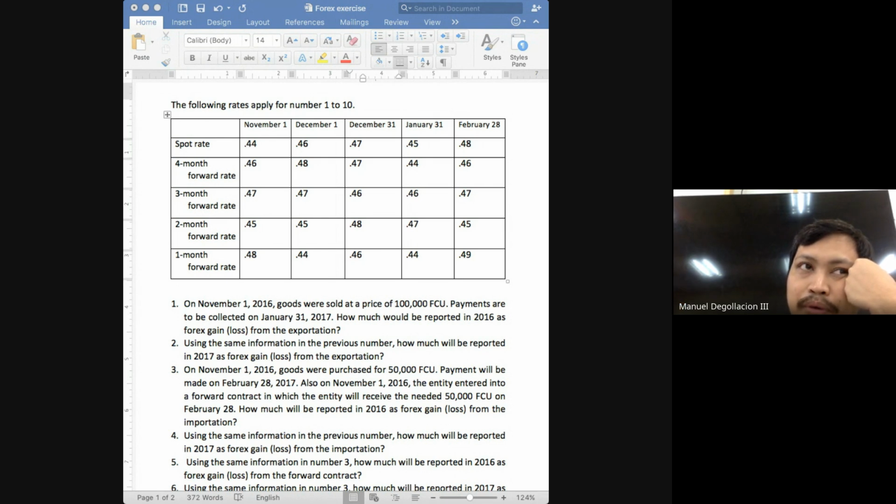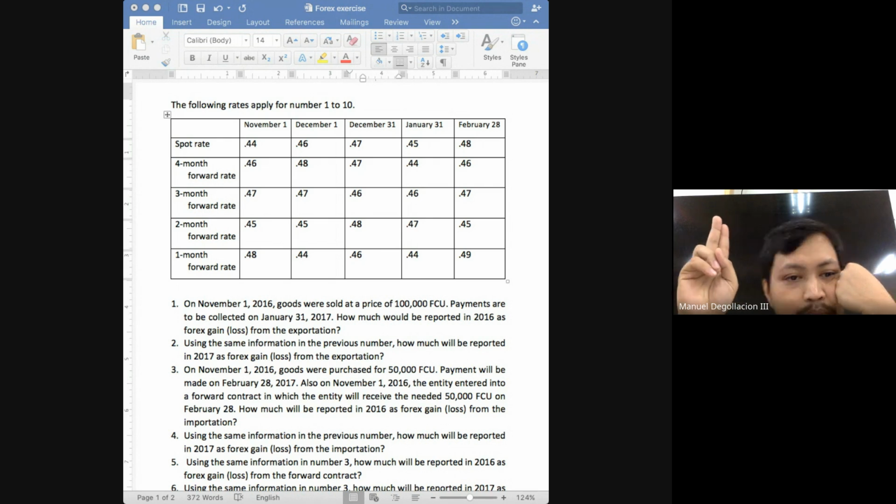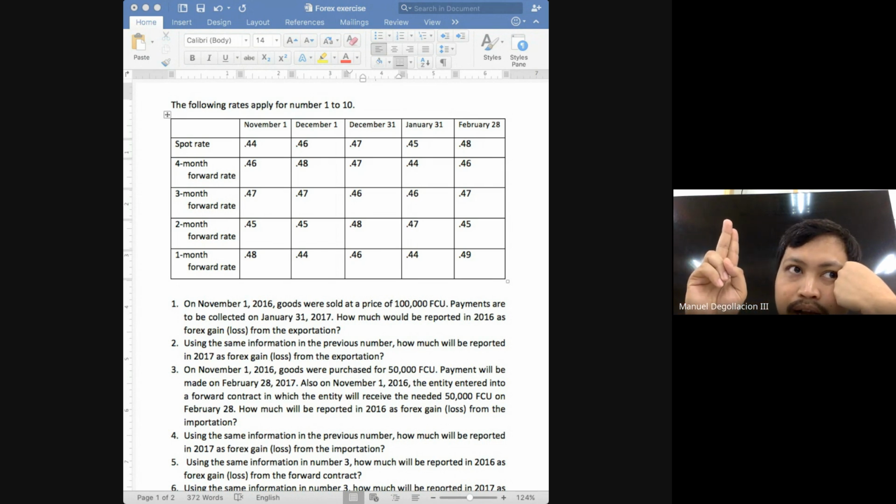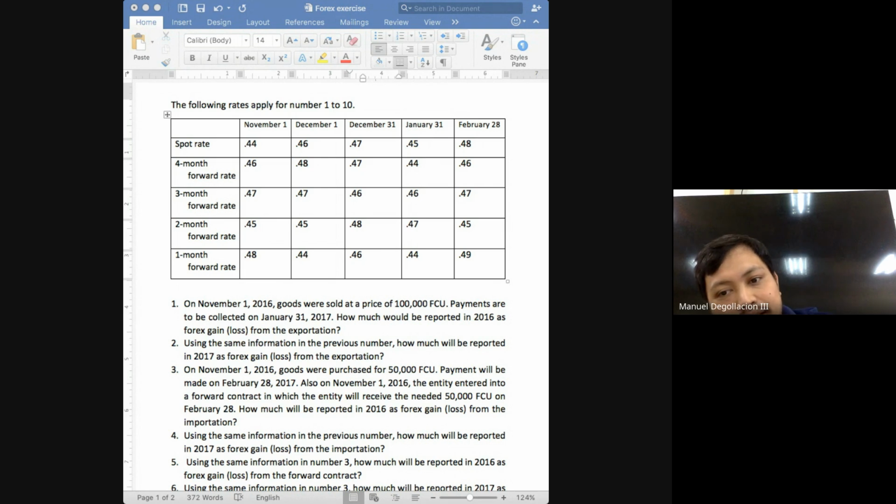But are we going to be preparing an entry somewhere in between? The answer is yes, because when else are we going to prepare an entry? Aside from the date of delivery, when else? The reporting date and the settlement date. And what entries are we going to be preparing here? Adjusting entries to update the balance of your accounts payable or your accounts receivable. In this case, what account are we going to be adjusting? Accounts receivable. So even though the next event is on January 31, we will prepare an entry.